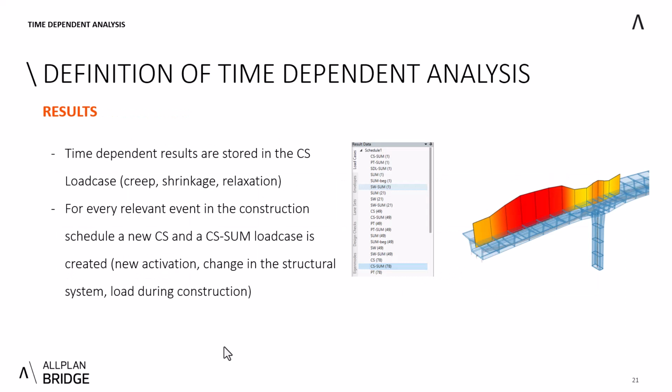So let's take a look at the results. Time-dependent results are stored in the CS load case, which stands for creep and shrinkage, but it also includes the relaxation effects. As already mentioned, for every relevant event in the construction schedule, a new CS and a CS sum load case is created. For example, if we get a new activation, if we get a change in the structural system, or we decide to apply a load during construction.